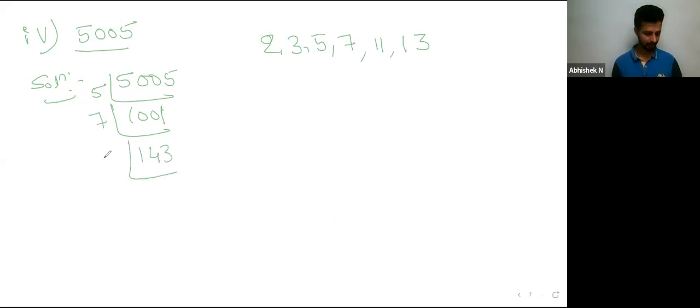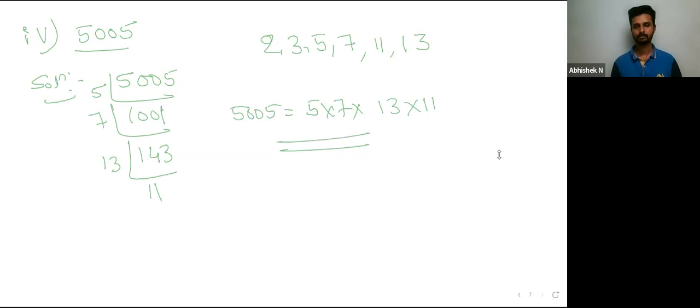Then further it can be divided by 13. That gives 11. So the prime factors are 5 into 7 into 13 into 11. So these are the prime factors. Again, one more problem.